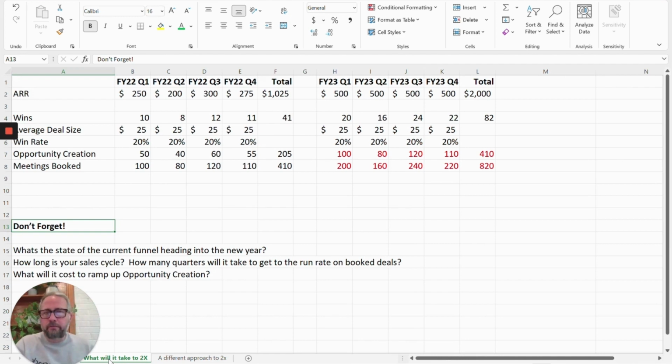But the next thing you need to figure out is how long your sales cycle is. How many quarters will it take to get to the run rate of booked deals? So we wanted to 2x our number. That means we need to go from 10 deals to 20 deals. Now, if you say, well, I just need to hit 2 million at the end of the year, I'm just going to back end everything. Totally cool. Totally back end it.